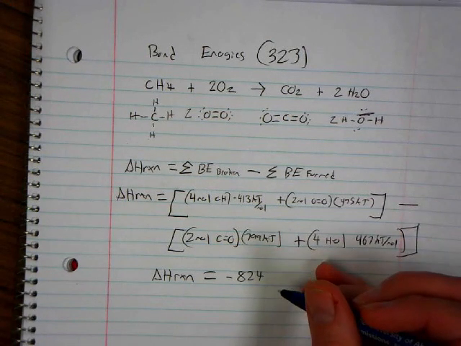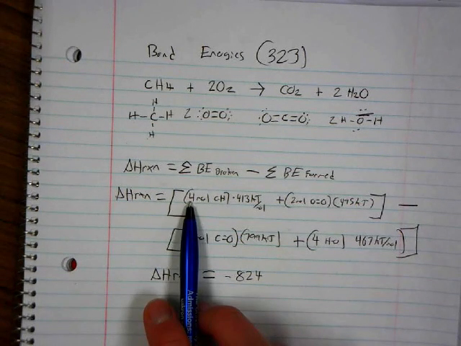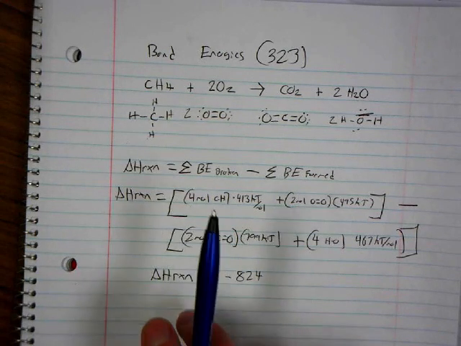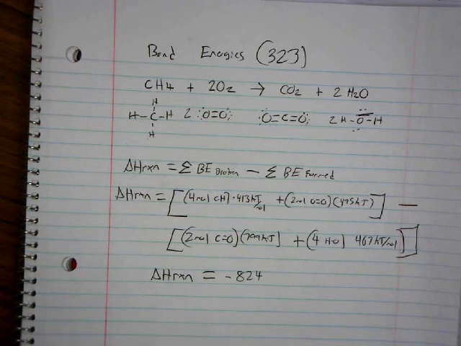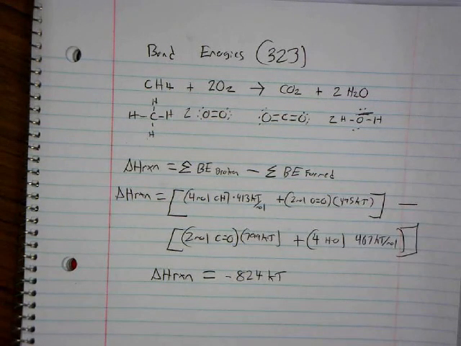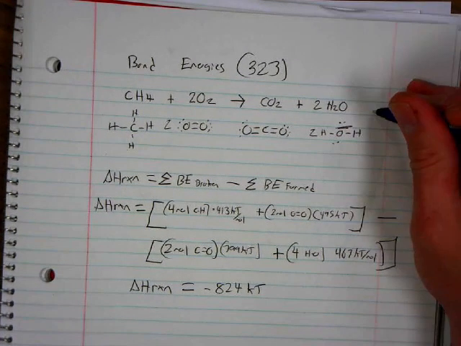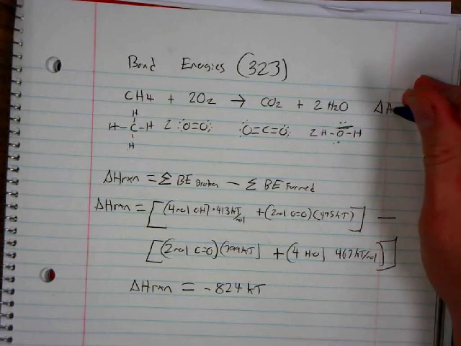Negative 824. That's what I got. That's going to be kilojoules. Wait a second. How'd you get negative? It's just kilojoules, right? Per mole of CH4. Let me make sure. Yeah, just kilojoules. That makes sense. Negative 824 kilojoules.